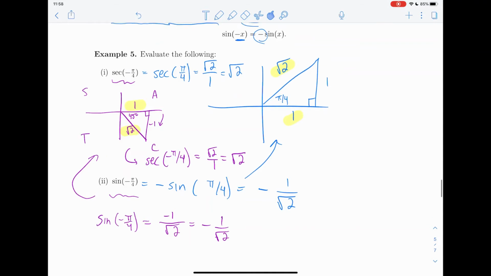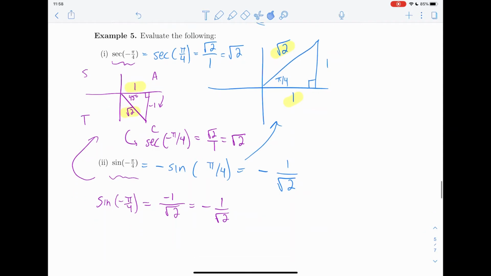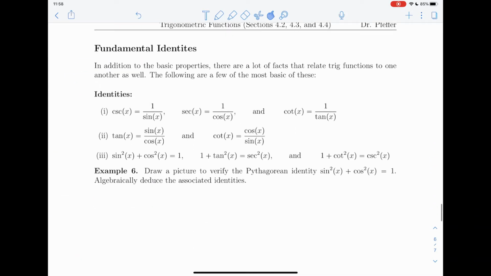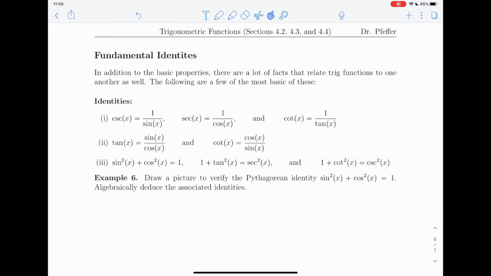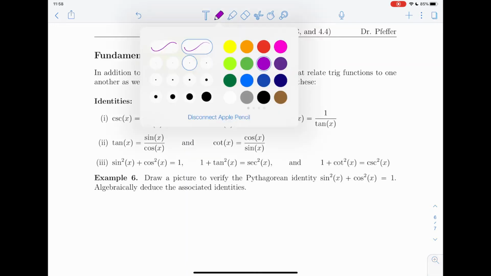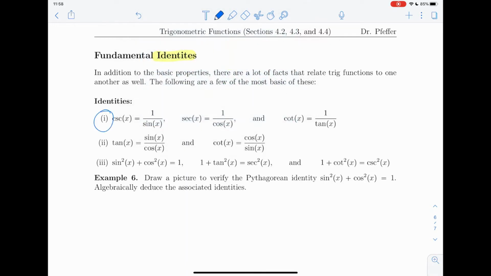So what other properties do we have for these trigonometric functions? Well, we're going to introduce now the notion of an identity. Identities are factual equations. We've already encountered a few of them. For example, these identities. These are going to be referred to as the reciprocal identities.